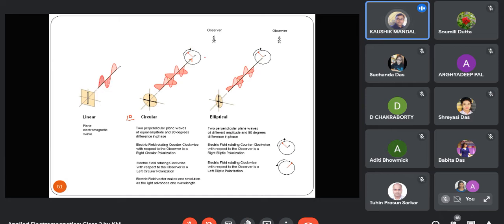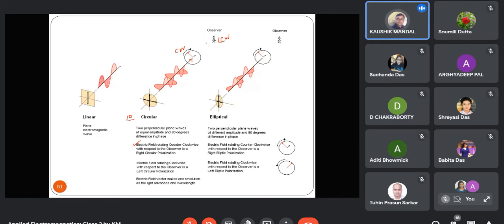Then what about the sense of rotation? It is clockwise. But what about this particular observer? Anti-clockwise. Counterclockwise. That means we can say CCW. That is written in this particular point. You see that the electric field rotating counterclockwise with respect to the observer is a right circular polarization.